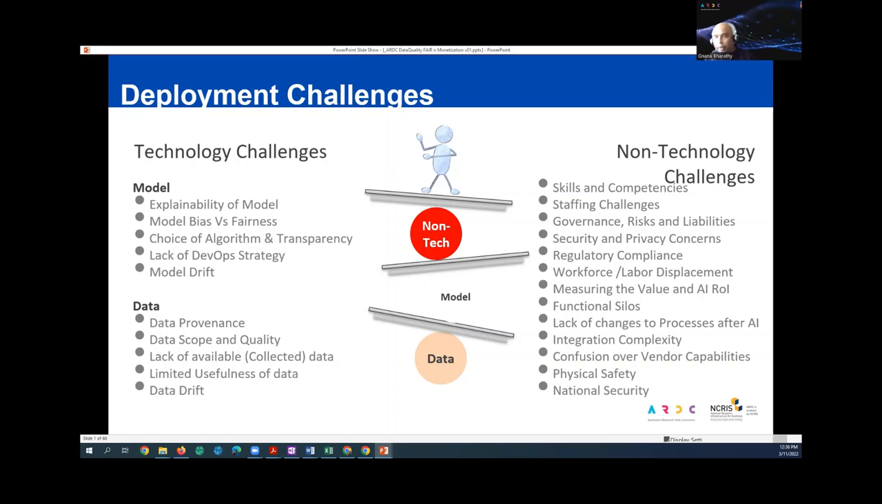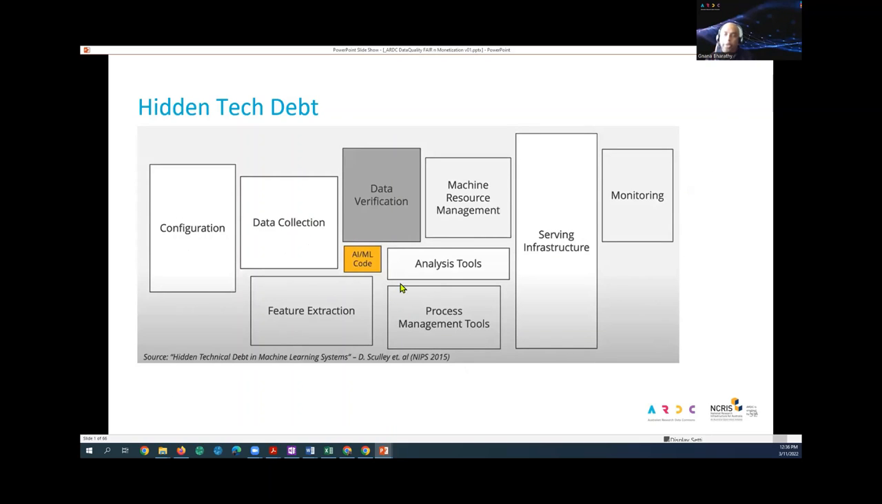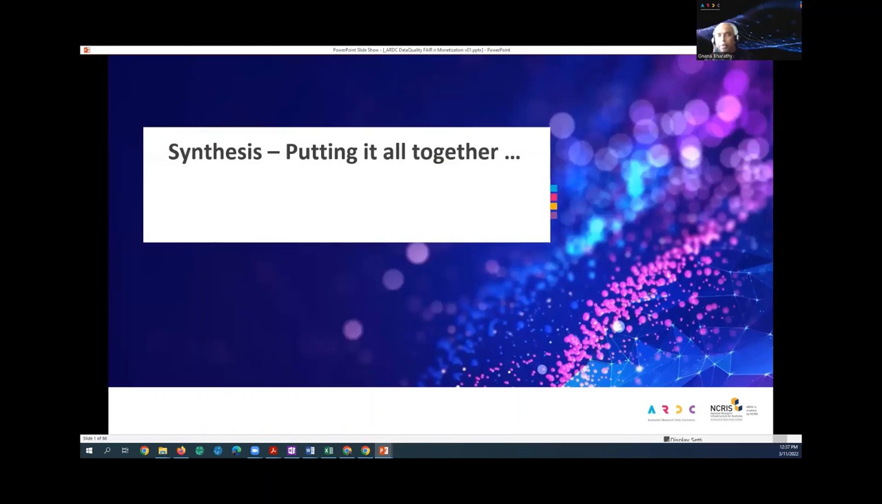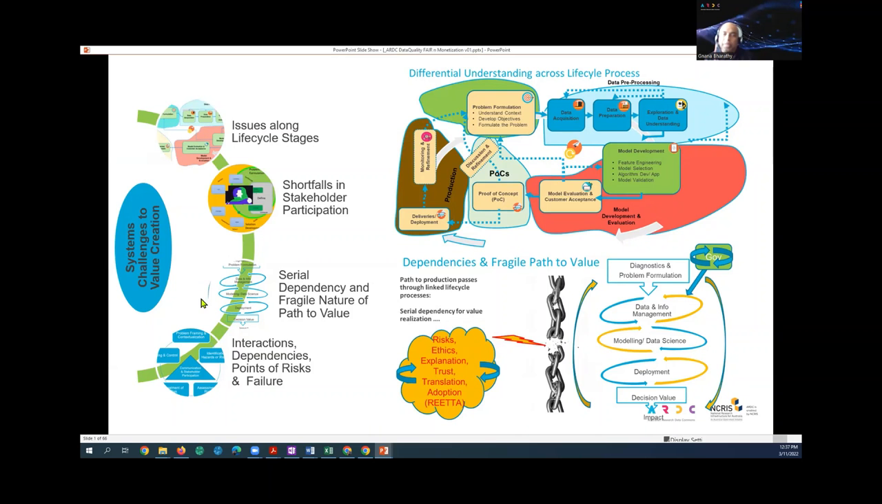And similarly, the data provenance, scope, quality, etc. come into the picture, but also a number of non-quantitative, non-technological, socio-technical factors come into being. So that is why AI/ML code, for example in a machine learning situation, is only one small piece of this. And in reality, you have a number of other boxes to worry about, even just from the technological perspective.